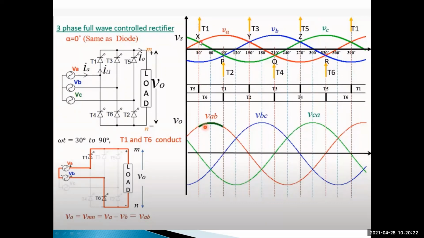Thyristor T1 is forward biased during the positive peak only. So phase A is positive for the duration of 30 degrees to 150 degrees. That's why this is the triggering duration of the thyristor T1.